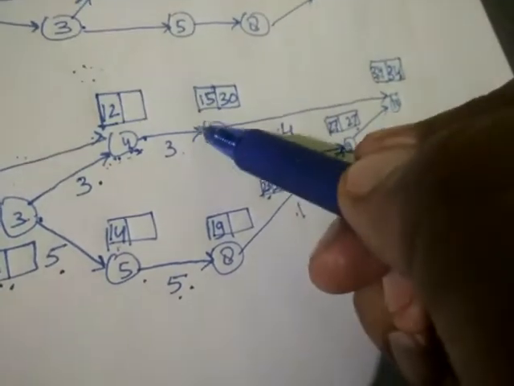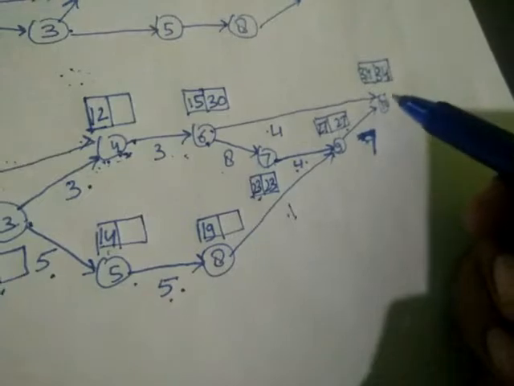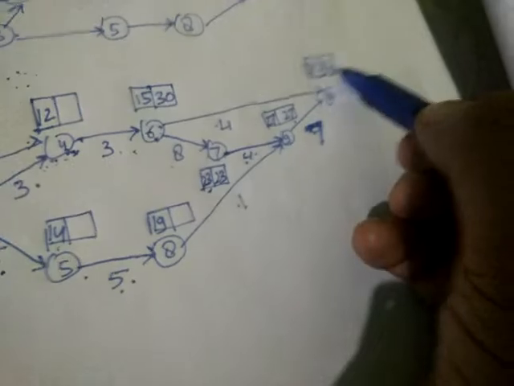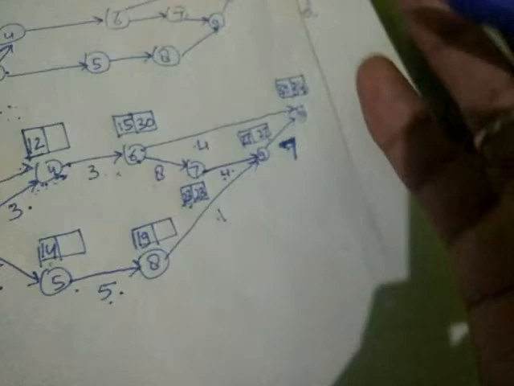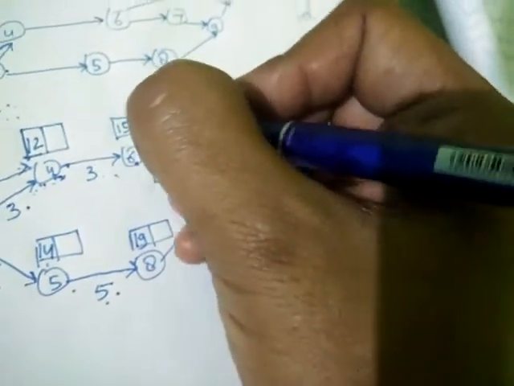And now here you can see at this event you can reach from this path also. You can come from 10 to 6 and from 7 to 6. So here you will have two choices. So 34 minus 4, 30 and 23 minus 8, 15. Now in backward pass method, we take the smaller number, just remember it like this. So here we will write 15.